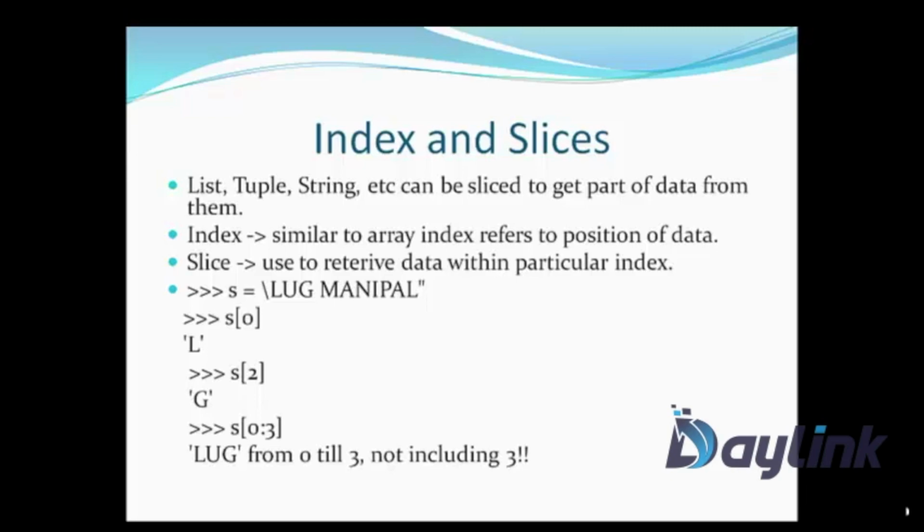We have a small code: s = 'lug manipal'. So we print s[0]. Our output is l, which is index 0. Then we print s[2]. Our output is g, because in lug the indexes are 0, 1 and 2, so g is situated at position number 2. Then we print s[0:3]. It prints from 0 till 3 but not including 3. So our output is lug.